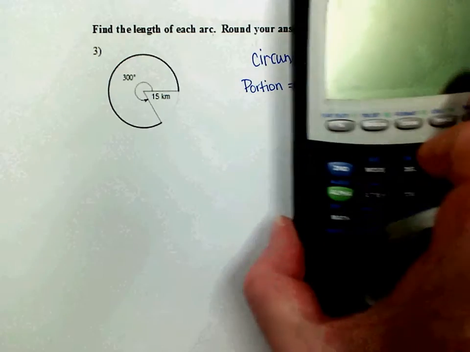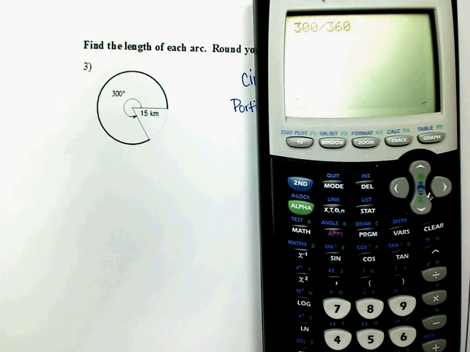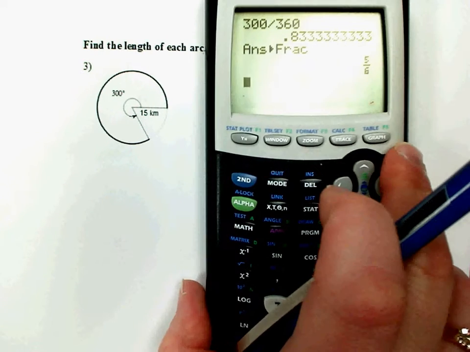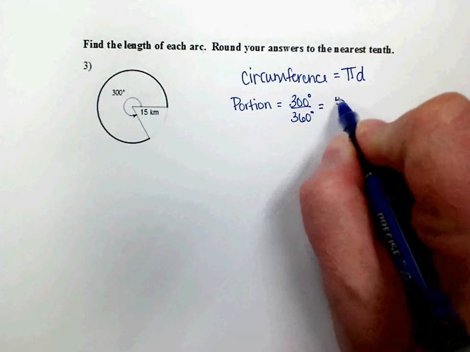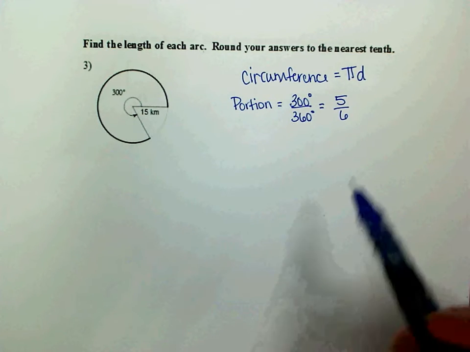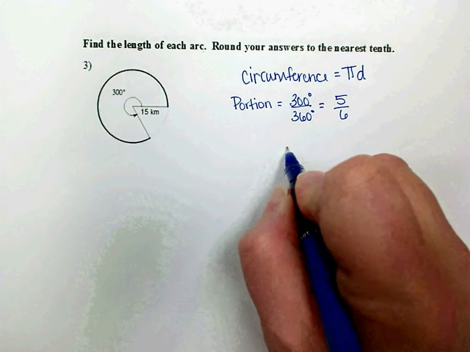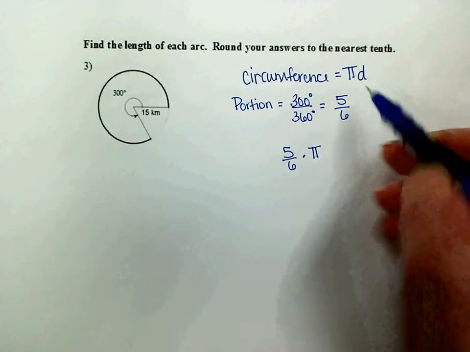Now I can go ahead and get that reduced as a fraction if I want to, just by putting 300 divided by 360 in my calculator. And when it gives me a decimal, just hit math enter, and it'll give you a reduced fraction. So that allows us to deal with smaller numbers. So 300 over 360 is the same thing as 5 over 6. So that's how much of the circumference I want. I want 5/6 of the circumference, which is pi times diameter.